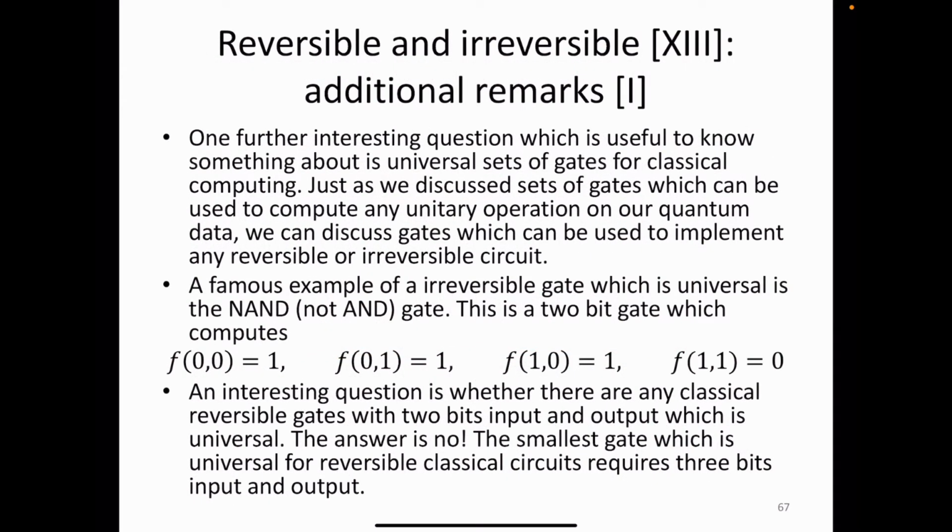A very famous example of irreversible gates, which are universal, are the NAND, or NOT AND, gate. This is a 2-bit gate which computes the function here on the bottom, where f(0,0) equals 1, f(0,1) equals 1, f(1,0) equals 1, and f(1,1) equals 0. And the interesting question to ask here now is whether there are any classical reversible gates with 2 bits input and output which are universal. And the answer is no. The smallest gate which is universal for reversible classical circuits requires 3 bits of input and output.